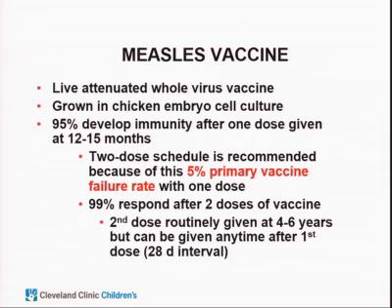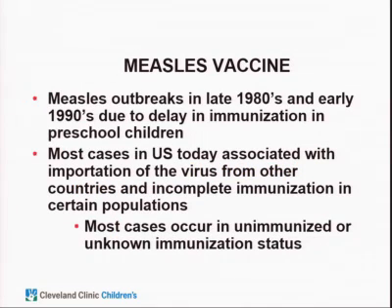Remember that you can give the 2nd dose of MMR at any time as long as it's 28 days after the 1st dose. We generally give it at between 4 to 6 years of age only for convenience, because that is when they are being seen. But if you have another reason to give it before then, it is perfectly acceptable, such as travel to a place where there is measles. You want to make sure that they've had 2 doses of measles vaccine before that.